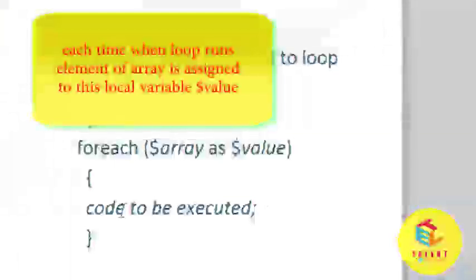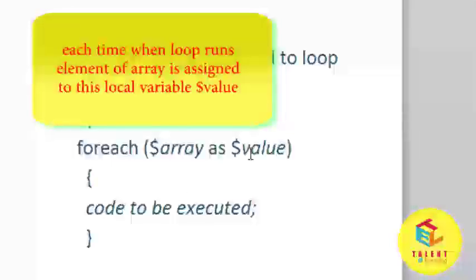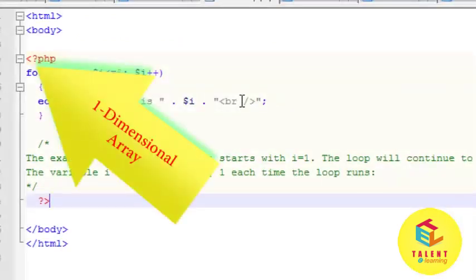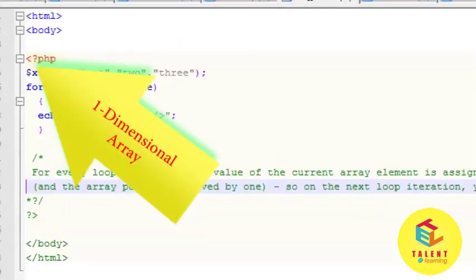Here in the foreach loop, the value of the current element of the array is assigned to this $value, and then we can access the current element of the array through this $value variable. Let's see one example. Here this is the example for the foreach loop.